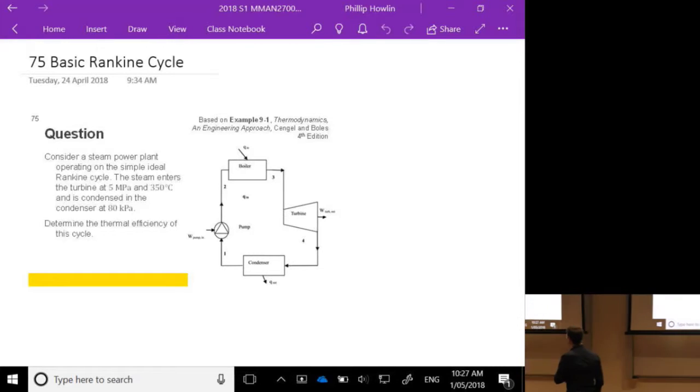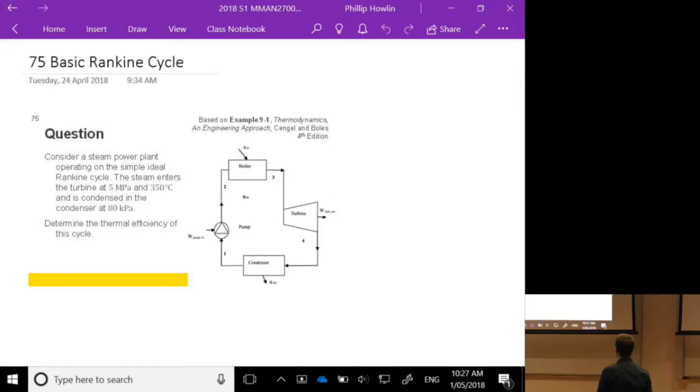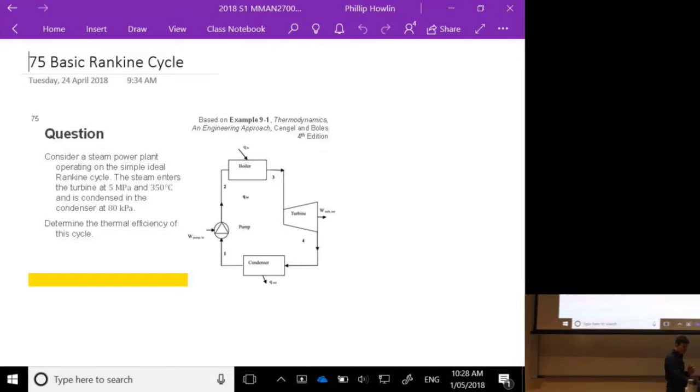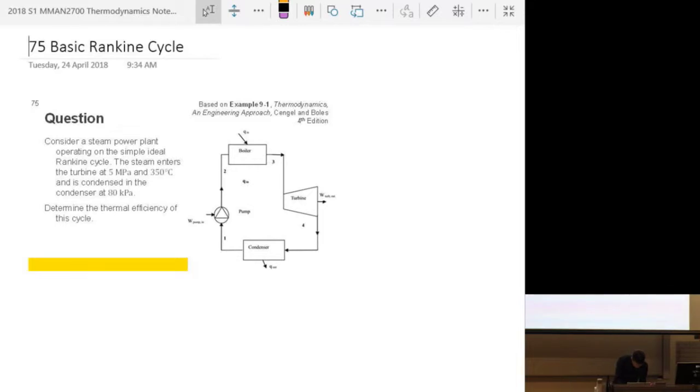Consider steam power plant. So you can do this too if you like. You can start to work on it. Think what the first step's going to be, because I'm guaranteed to ask you. Consider a steam power plant operating on simple, ideal, simple. There's only four components. Ideal, that says some things about the states of the different fluids. The steam enters the turbine at 5 MPa and 350 C and is condensed in the condenser at 80 kPa. It feels like we don't have enough information, but we'll find that the information about the states that we need, that it feels like we don't have, is wrapped up in the word ideal.